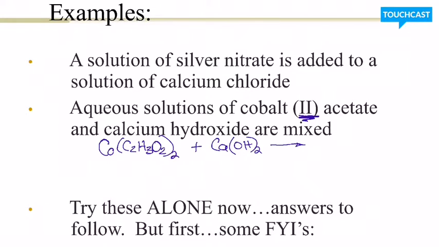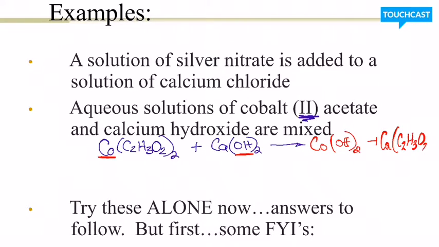Alright, so matching up the products on the other side, cobalt is going to have a new buddy. Cobalt is going to go with hydroxide. Cobalt in the beginning was a +2. That means it'll be a +2 on the other side as well. This hydroxide is only -1, so I'm going to balance it like this. Your other product is going to be the calcium acetate. Calcium is still a +2. Acetate is just a -1.